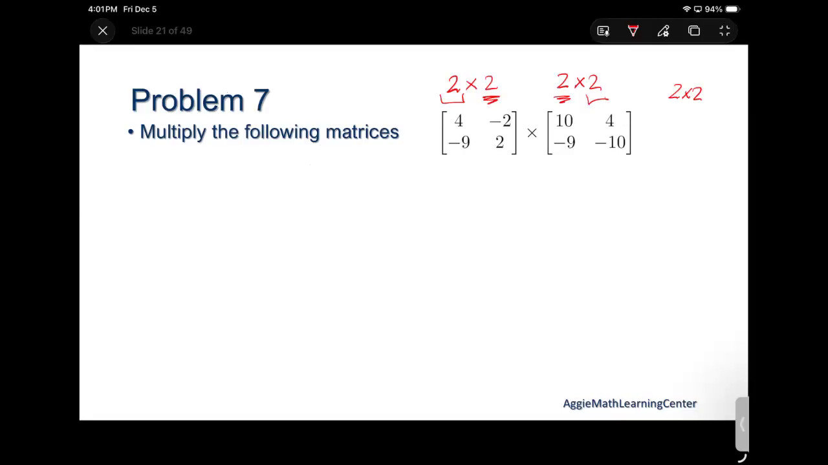So if we set up our matrix, we're going to multiply this row by this column. So we're going to do 4 times 10, and then we're going to add that to our negative 2 times negative 9. Now for this next corner, we're going to do this row by this column. So we're going to do 4 times 4, and then we're going to do -2 times -10.